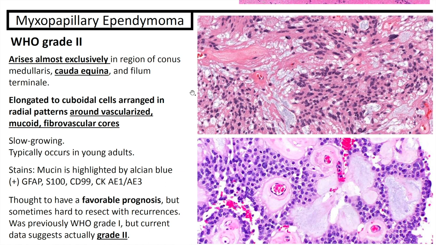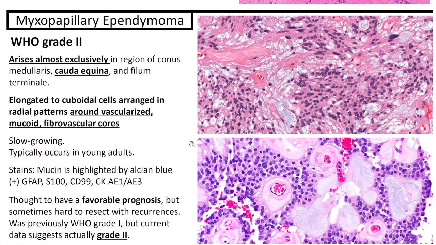Moving on, this is a pretty cool entity, myxopapillary ependymoma, WHO grade 2. This arises almost exclusively in the region of the conus medullaris, cauda equina, and filum terminale. It's elongated to cuboidal cells arranged in radial patterns around vascularized mucoid fibrovascular cores, which is what we're seeing here. If you just look at these images, you can see where myxopapillary comes from, right? Papillary, fibrovascular cores, myxo, we have this mucoid, myxoid material, and ependymoma still has that ependymal appearance as well.